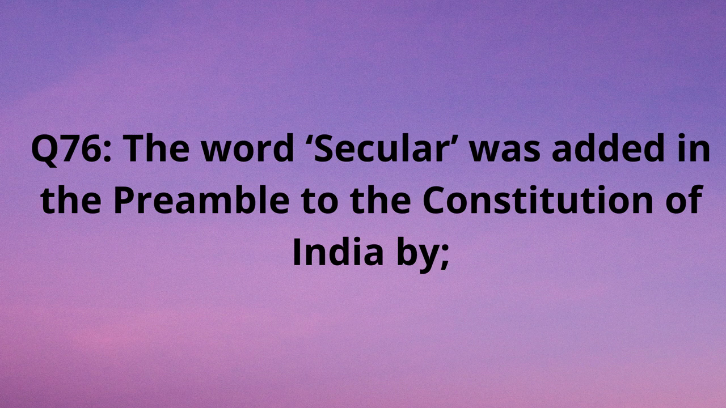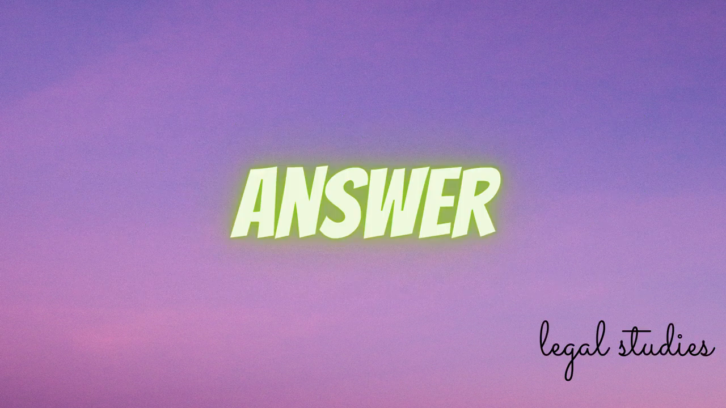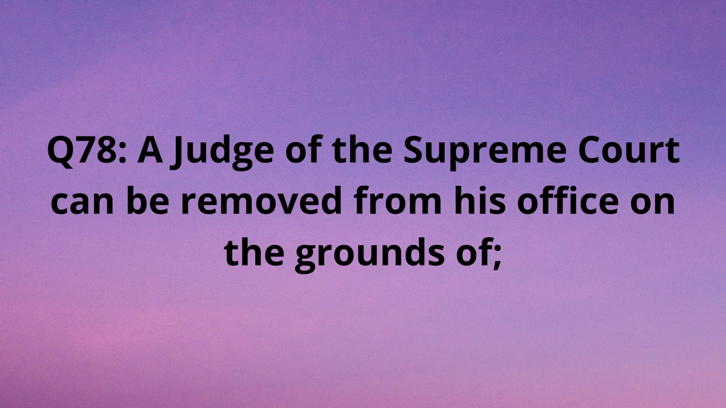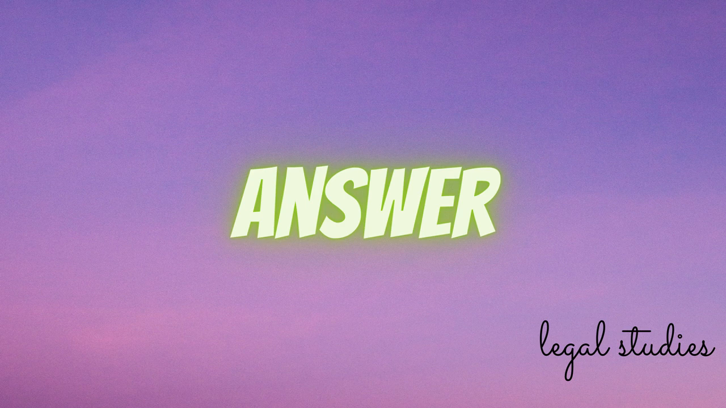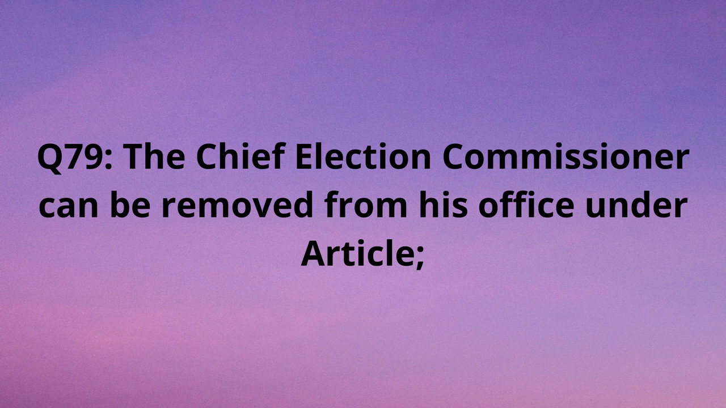Question 76. The word secular was added in the preamble to the Constitution of India by? Answer 76. 42nd Amendment Act. Question 77. Right to life under Article 21 of the Constitution does not include right to die. This observation was made by the Supreme Court in? Answer 77. Gyan Kaur versus State of Punjab. Question 78. A judge of the Supreme Court can be removed from his office on the ground of? Answer 78. Proved misbehavior or incapacity.